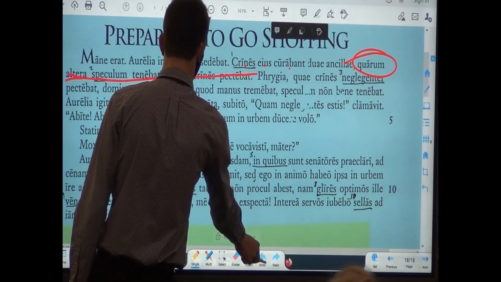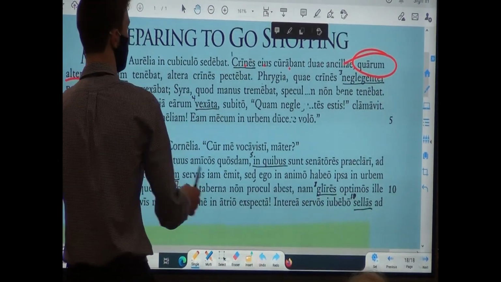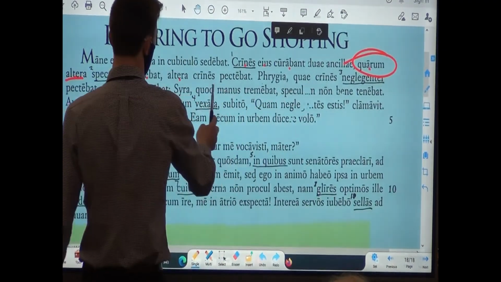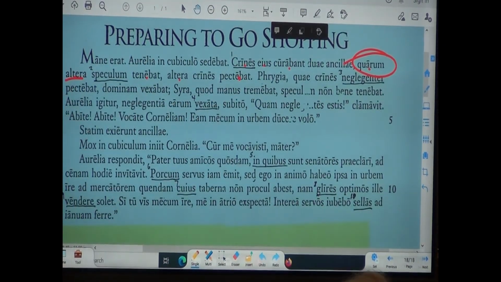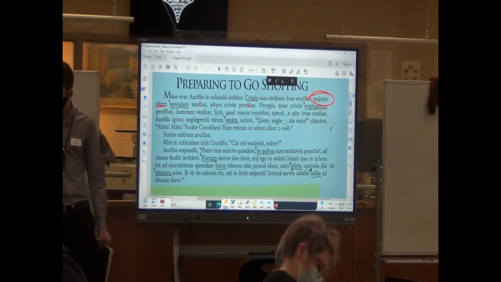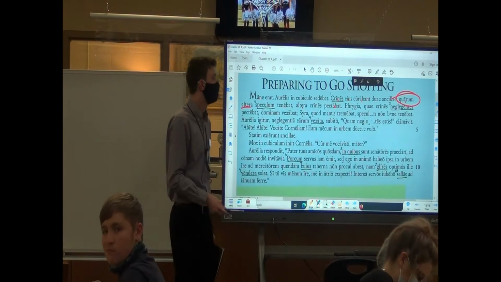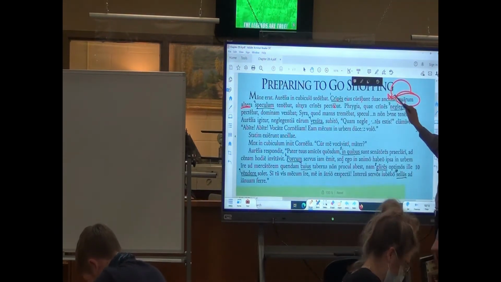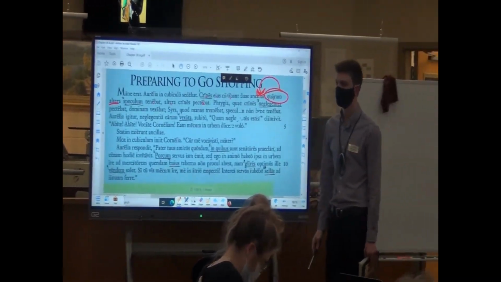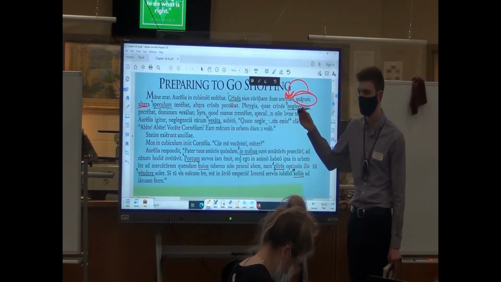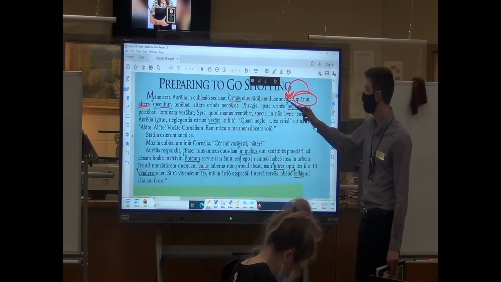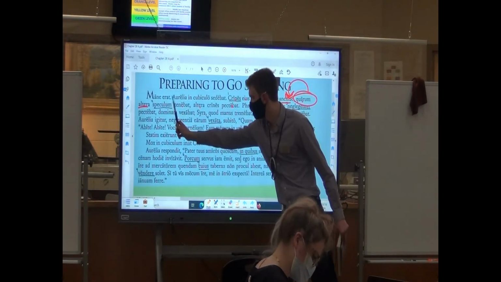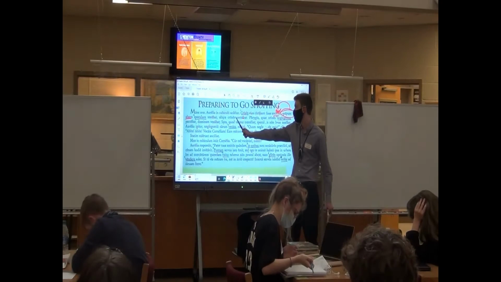The other. Yeah, this whole thing is referring back. So, one of which was holding the mirror, the other of which was combing the hair. Because it's plural, it is referring to both of the slave girls in this sentence. What's the fancy word that begins with A and ends with a T? Antecedent, yes. So quarum's antecedent is the slave girls. One was holding a mirror, the other was combing the hair.